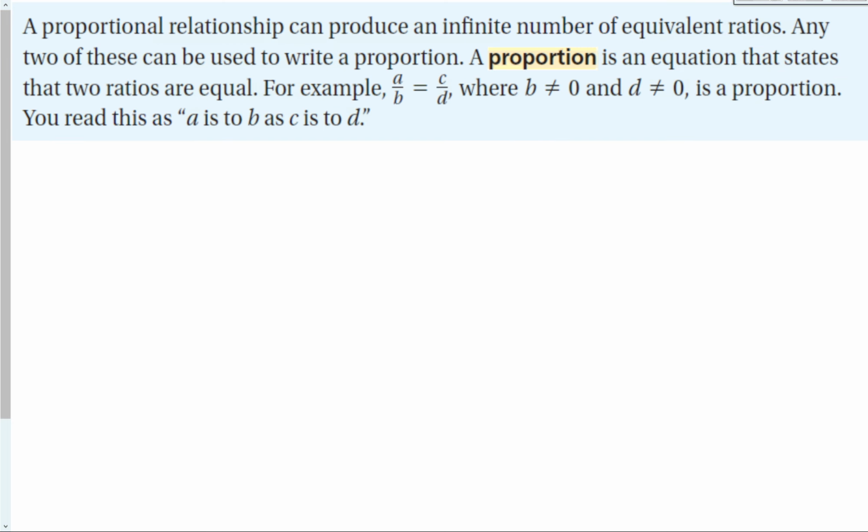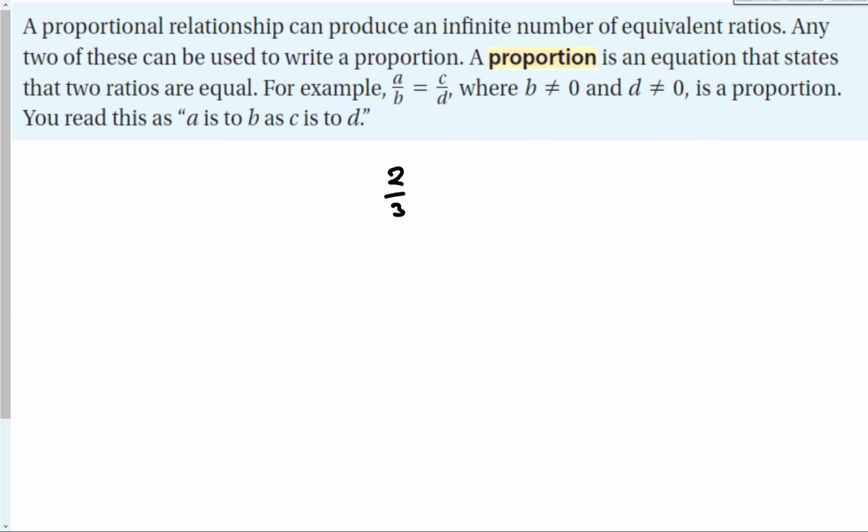Okay. So a proportional relationship can produce an infinite number of equivalent ratios. Any two of these can be used to write a proportion. A proportion is an equation that states the two ratios are equal. For example, A over B is equal to C over D, where B is not equal to 0 and D is not equal to 0. Both of the denominators can't be equal to 0. That is a proportion. We can read this as A is to B as C is to D.